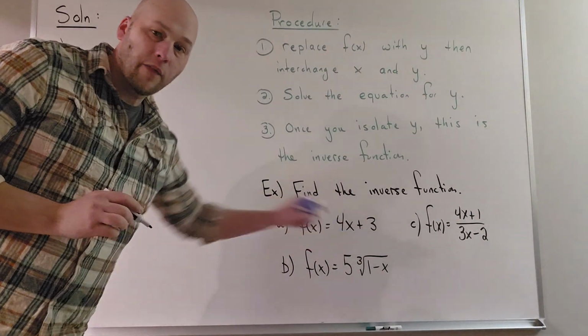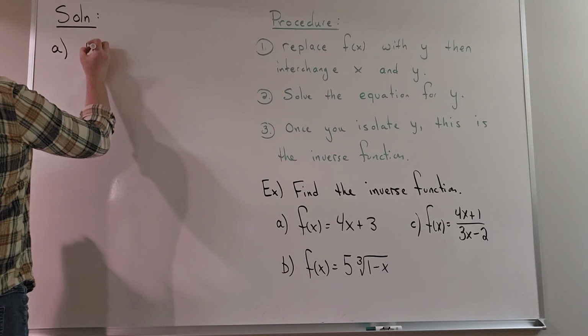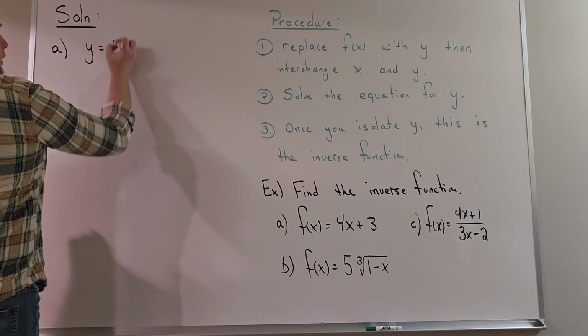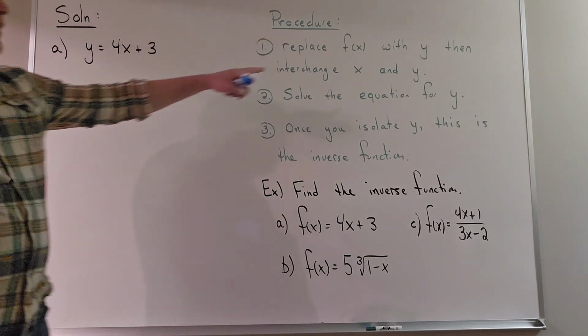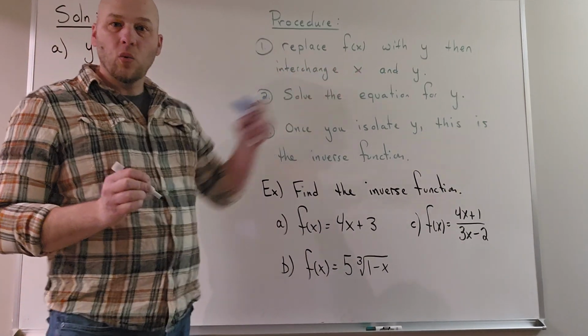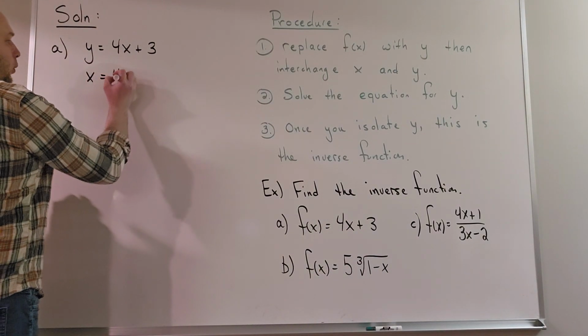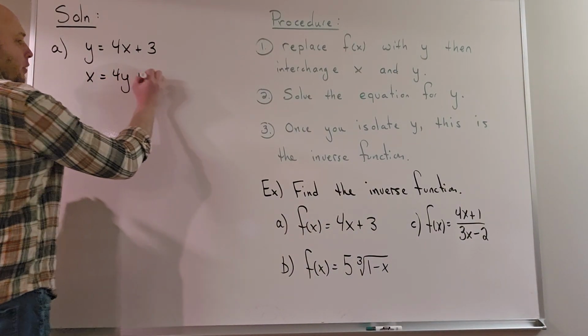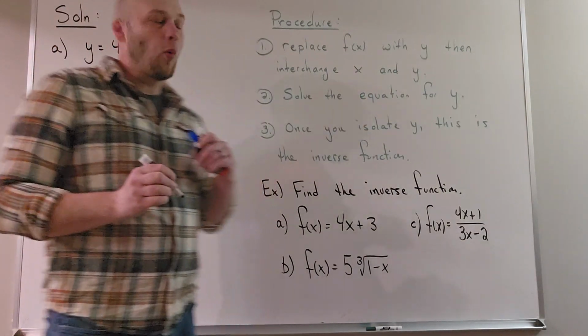Starting with the function f of x is 4x plus 3. What I'm going to do is start by writing y is equal to 4x plus 3. And then this says to interchange x and y. So that means I'm going to get x is equal to 4y plus 3. Then this says to solve that resulting equation for y.